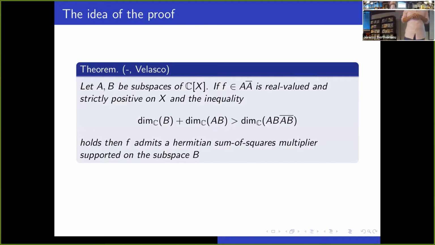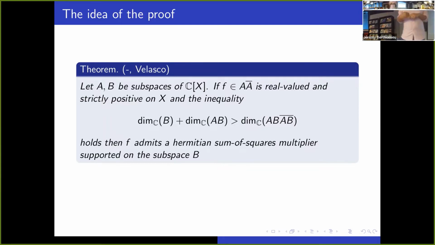Okay, so I will give an idea of this theorem. Let me remember the central theorem of this talk. Let A and B be subspaces of the coordinate ring of X, where X is a finite set. If F is in A times the conjugate of A, and S is a real valued polynomial strictly positive on X, and this inequality holds, then F admits a Hermitian sum of squares multiplier supported on the subspace B.